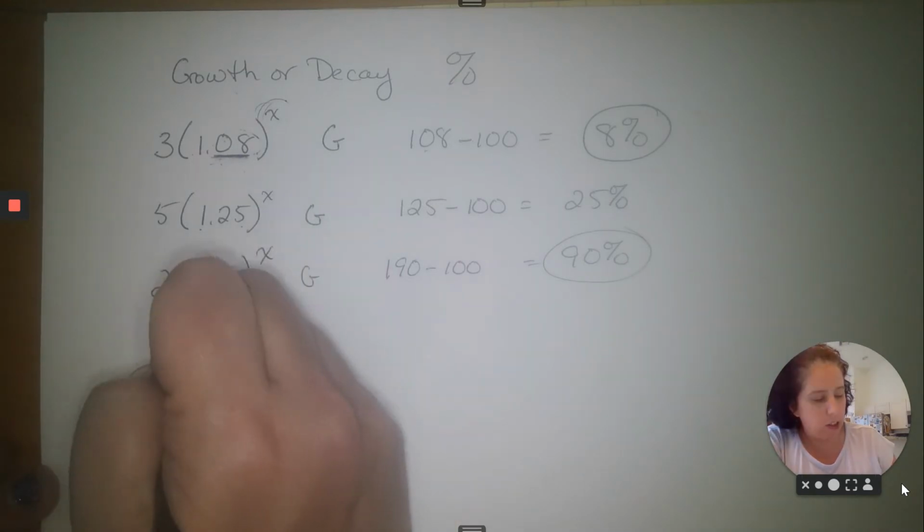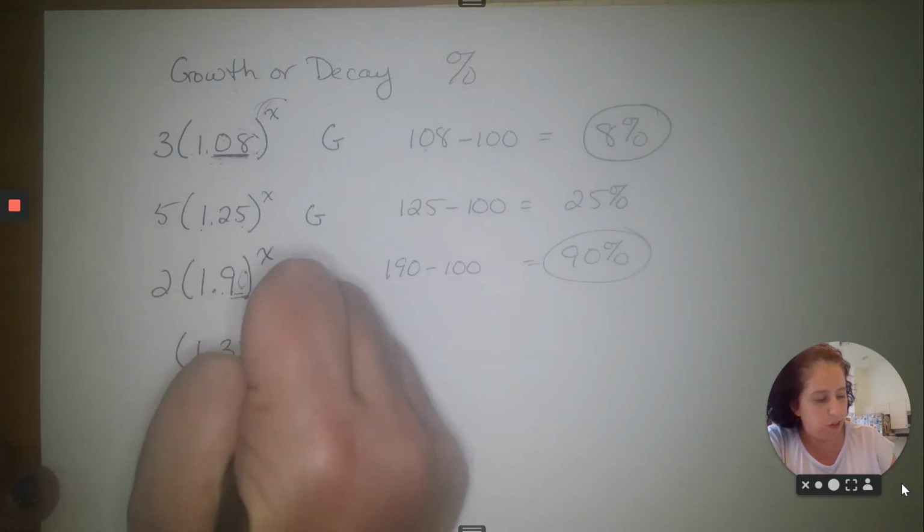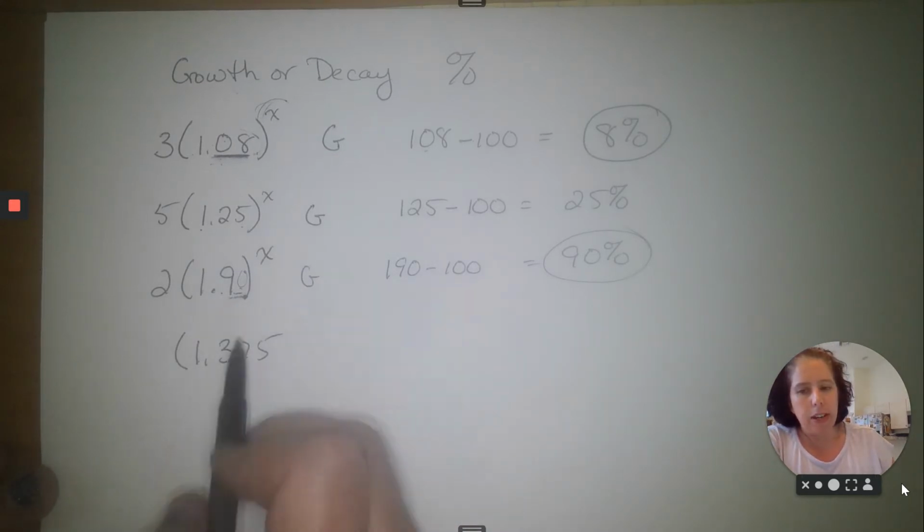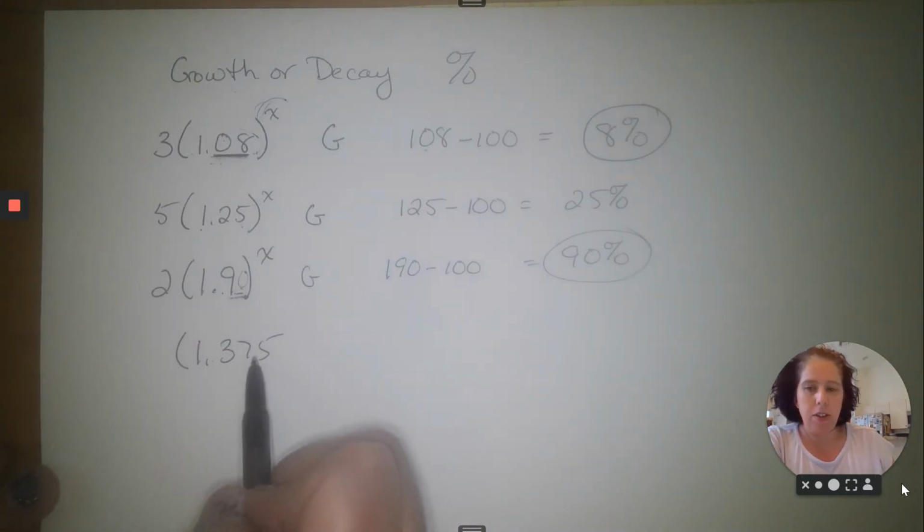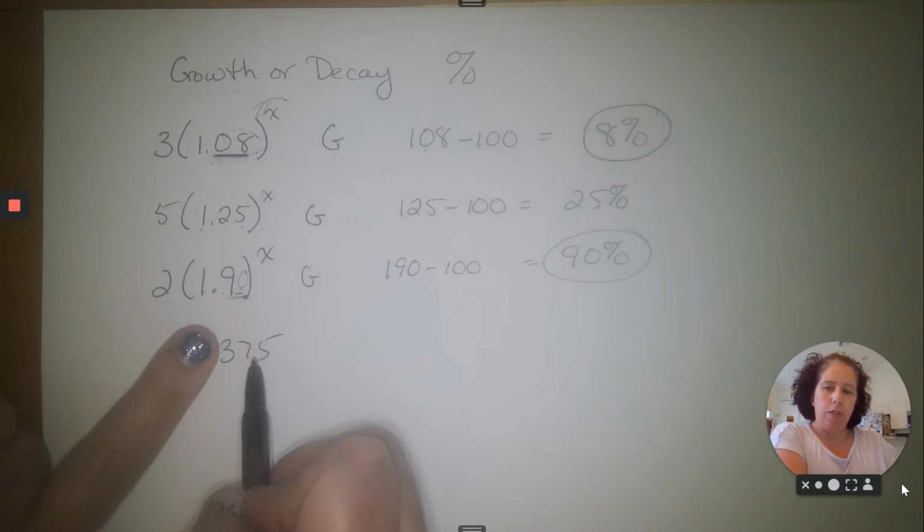Now, if there was an extra one, like let's say it was 1.375, okay, so you're going to move the decimal back here, okay, and you can actually just take that 1 off.